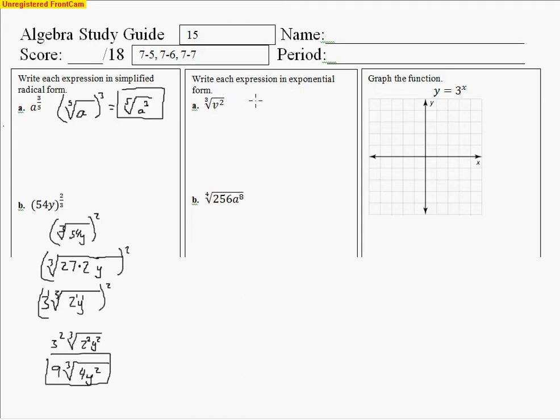Well, moving on to the next one, I've got to change this radical expression into an exponential expression. So the first one is just v to the 2/3 power. That would be the answer. So whatever the index is goes in the denominator, the power here goes in the numerator.